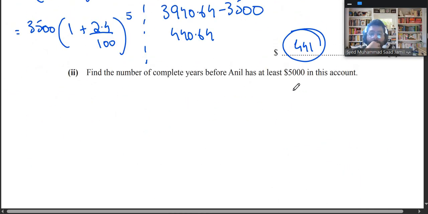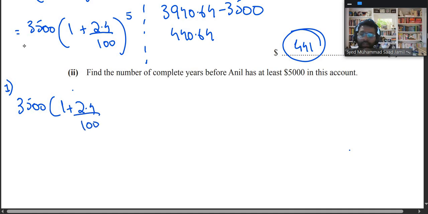Find the number of years before Anil has at least 5,000 in his account, okay? Now guys, there are two ways to do this question as well. I will be explaining both of the ways just in case you forget one of the ways. So the first way is basically you use the whole equation. You guys will say 3,500. We will apply the whole formula 1 plus 2.4 upon 100 raised to power t. We don't know the time. And this amount is greater than 5,000.